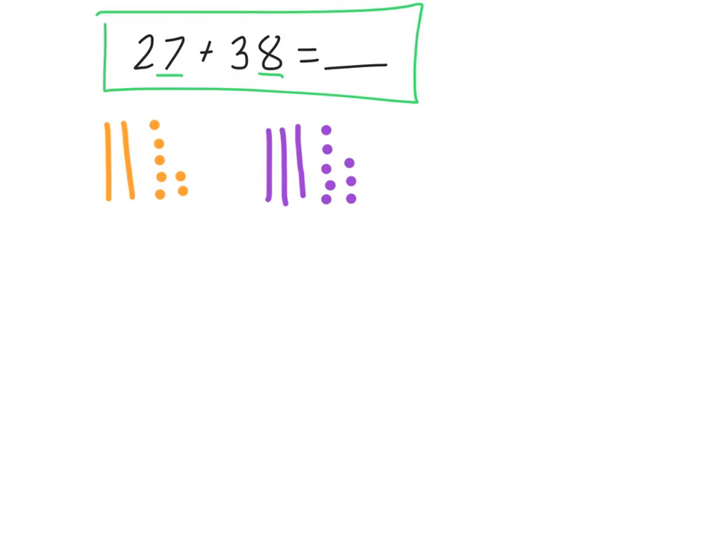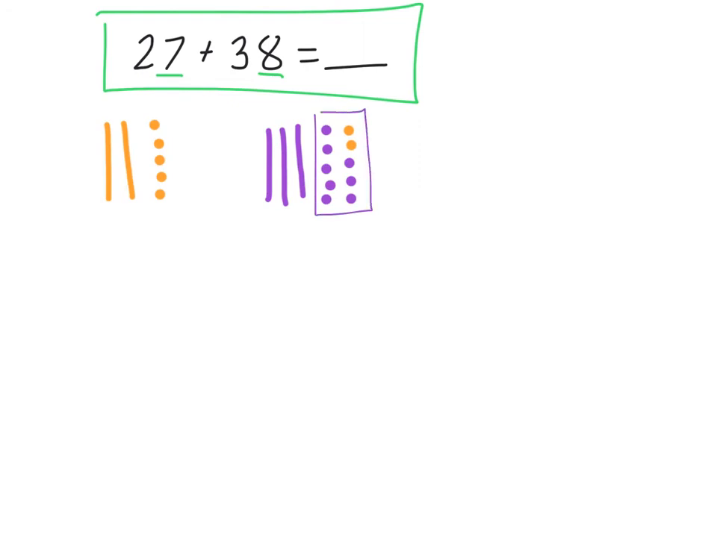So recall your make 10 facts. 8 plus what would make 10? You should remember that 8 plus 2 makes 10. So we're going to take 2 from 27 and add it on to the 8 ones in 38, and that in fact will make it into a 10.